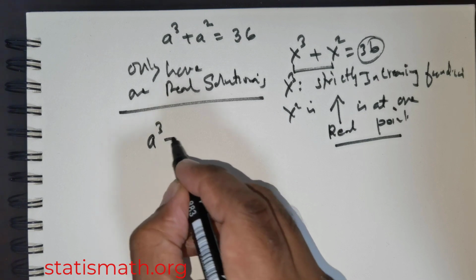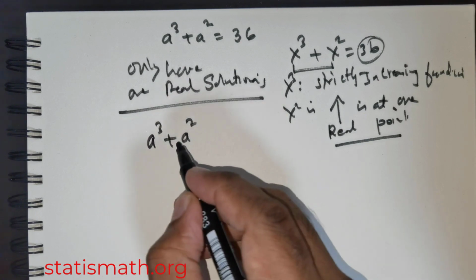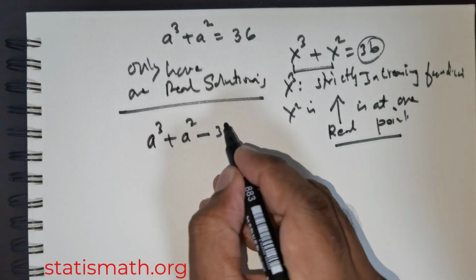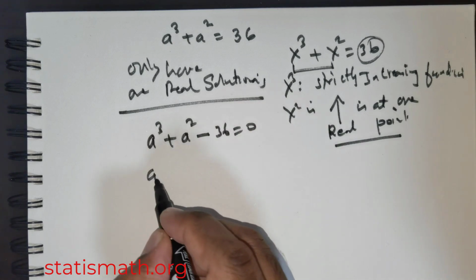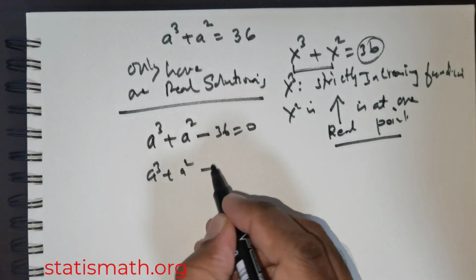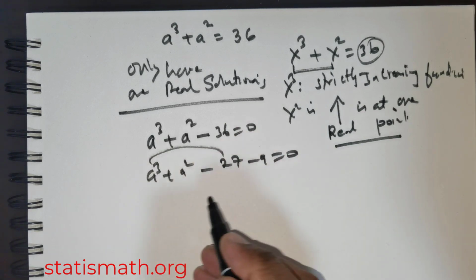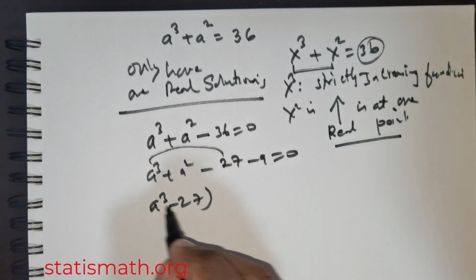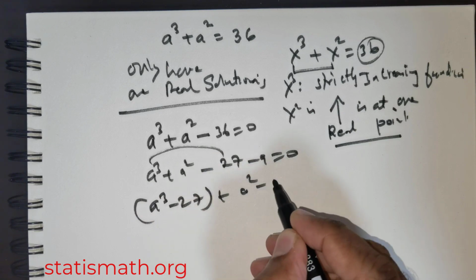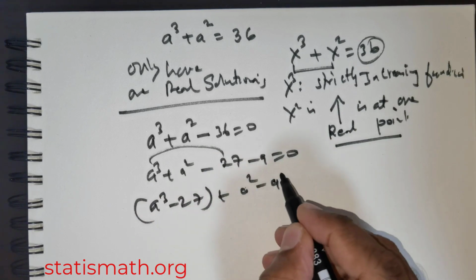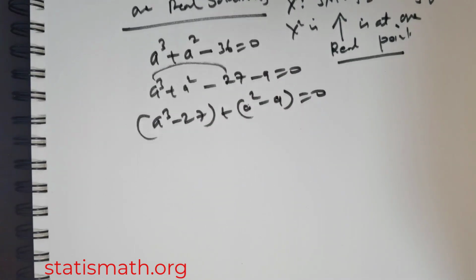So I'm taking it as a cubed plus a squared. I'm moving 36 to the left, so I get it like this. Then I wish to split 36 as 27 and 9. Then I would like to club a cubed with 27 and a squared with negative 9. So I get something of this fashion.